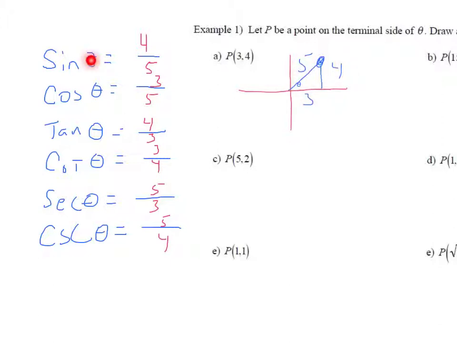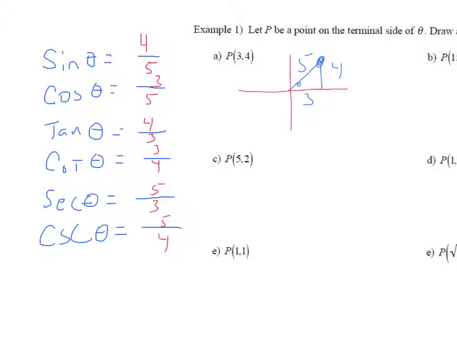So to write the sine of that angle, we know that sine is opposite over hypotenuse, so 4 over 5. The cosine is the adjacent over the hypotenuse. That's where I got the 3 over 5. Tangent's opposite side divided by the adjacent side. So that's the 4 over 3.